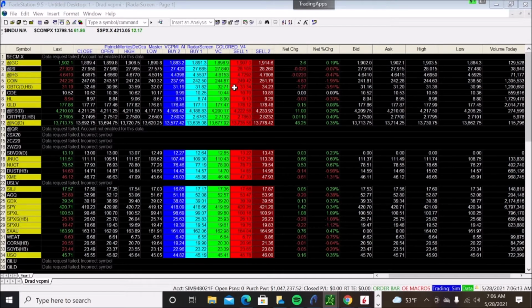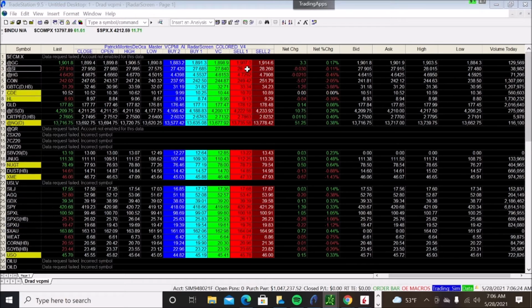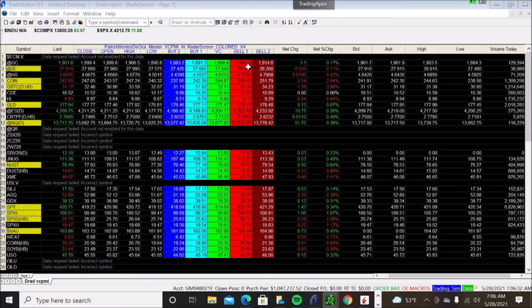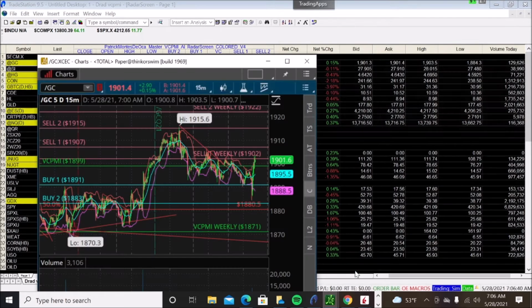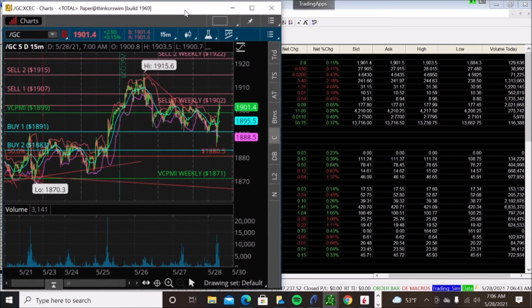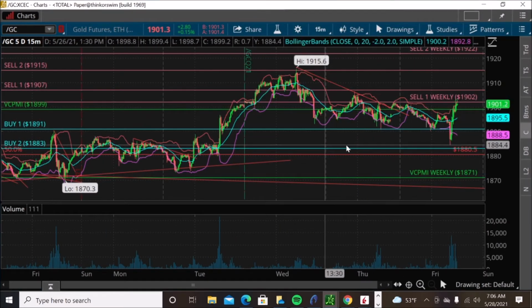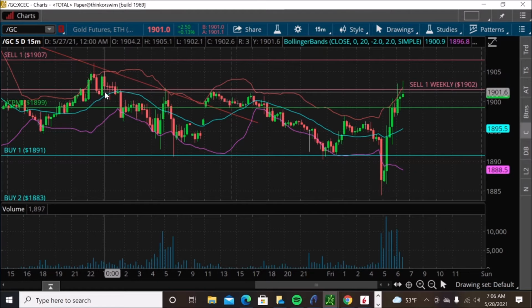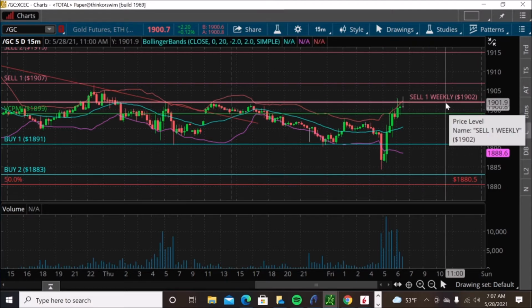You can see the gold market has entered into the sell one level of 1898, 99, 1907. 1907 is the daily target, but we've completed once again the 1902, which is the weekly target. We've come off that level here a couple of times actually this week. And as you can see here, the weekly settlement level of 1902 has been completed again as we end this week, as we finish this week.